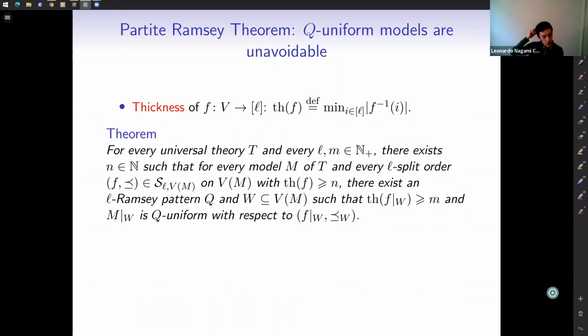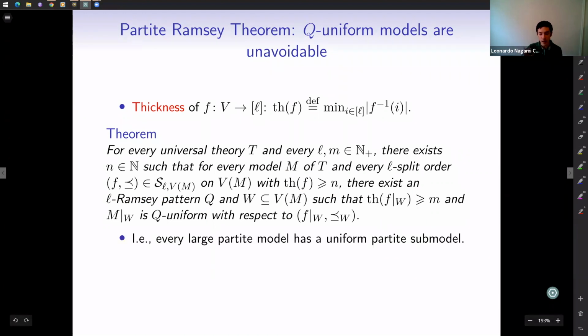Let me not go into too much detail, but essentially what this is saying is that if I give you a model M, and I give you some L-split ordering such that each of the parts is at least n, so this is what this definition is saying, then you can find some submodel over there that is Q-uniform with respect to some Ramsey pattern. So what this theorem is essentially saying is that every large partite model has a uniform partite submodel. So just take this sentence out of the slide. It's not really important to understand every small detail of this thing.